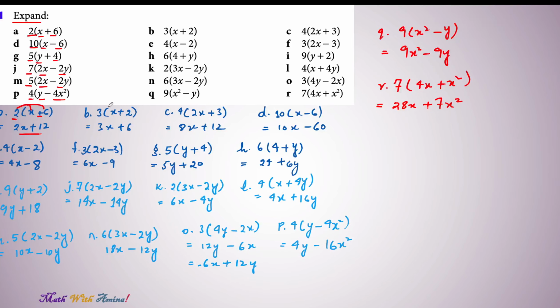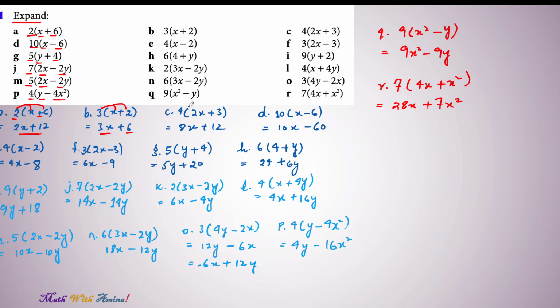Then we have 3 into, in the bracket, x plus 2, so 3 gets multiplied with x and 3 gets multiplied with plus 2. 3 multiplied by x is equal to 3x, and 3 multiplied by plus 2 is equal to plus 6. Again, 3x and 6 are two different terms, we cannot further simplify them, so 3x plus 6 is our final answer for this expression.